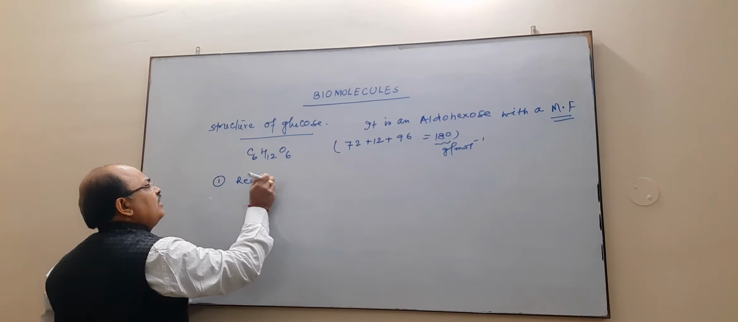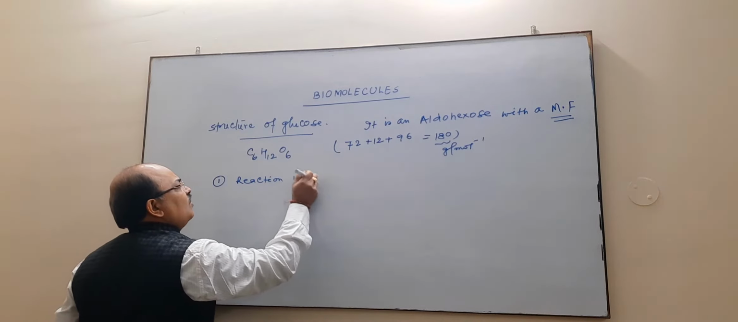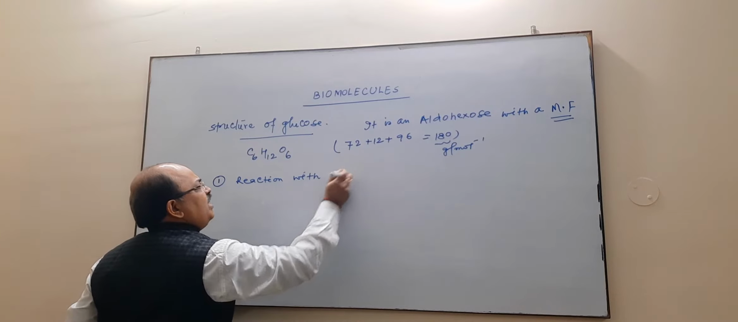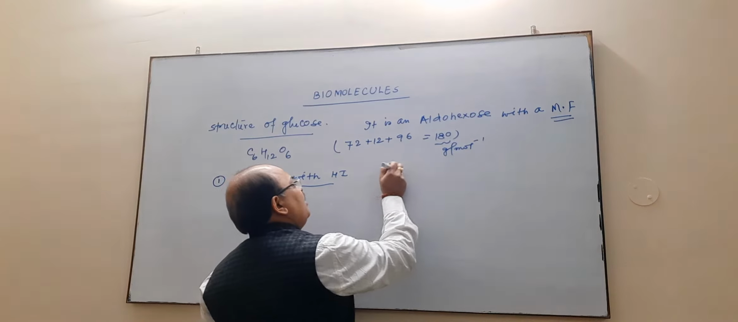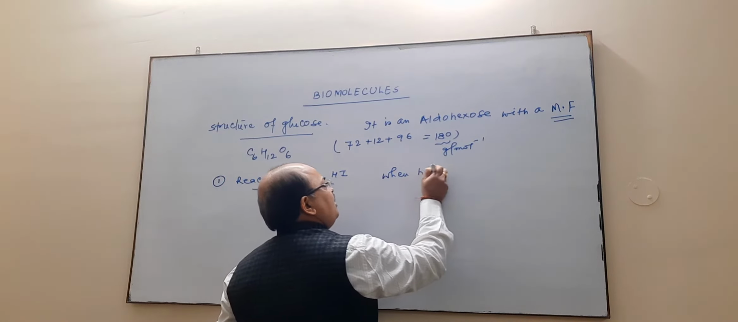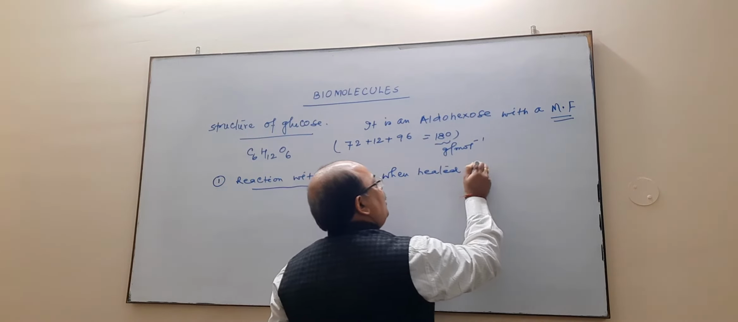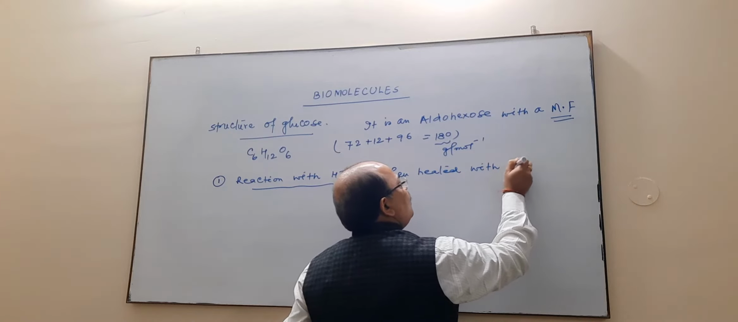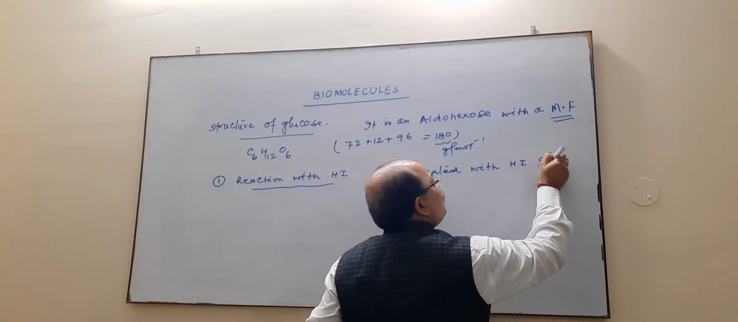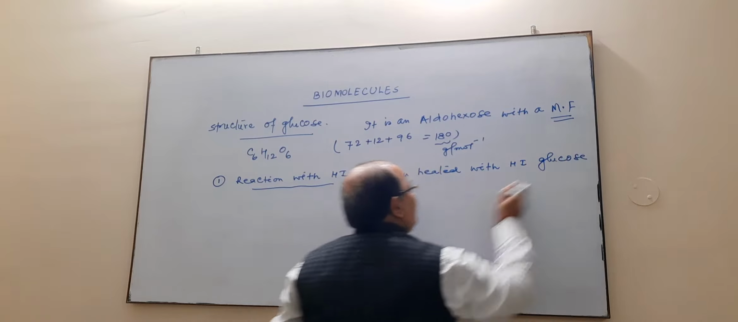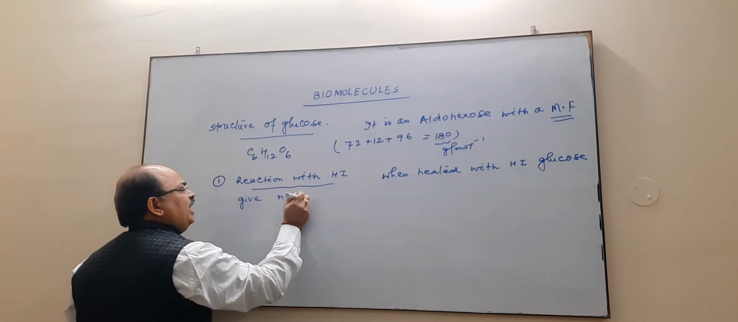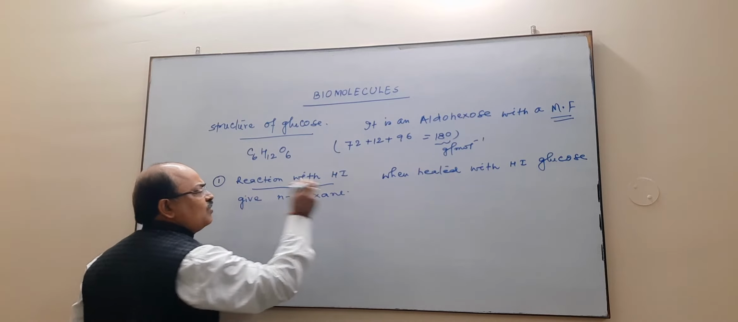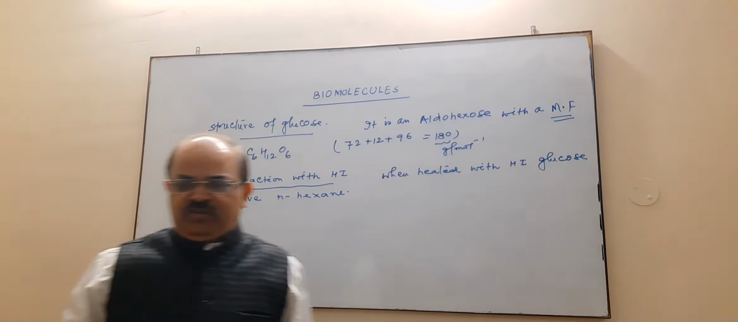reaction with HI. HI means hydrogen iodide. When heated with HI, glucose gives normal hexane.